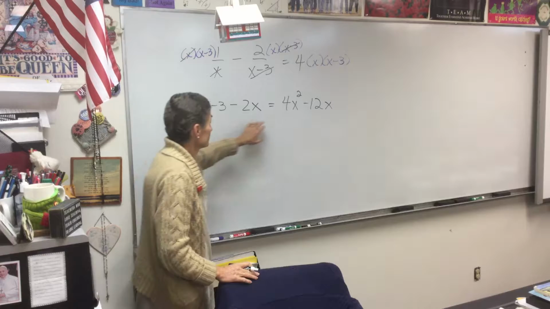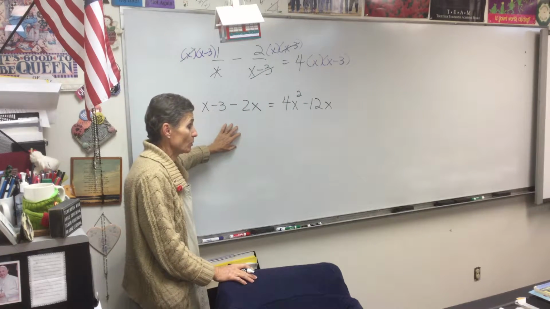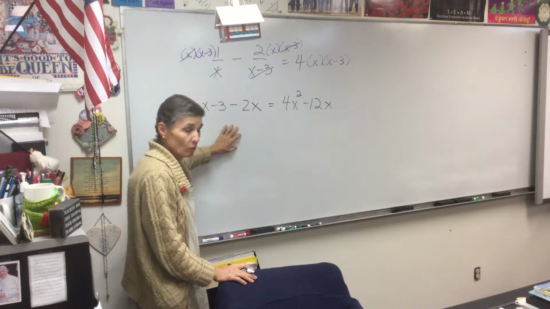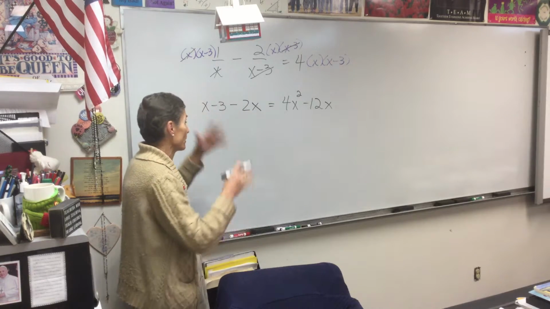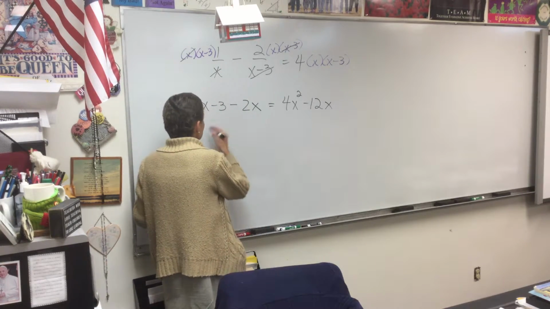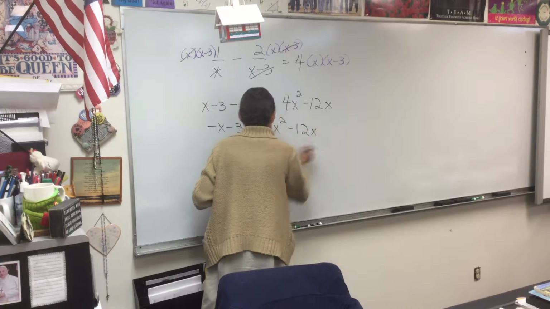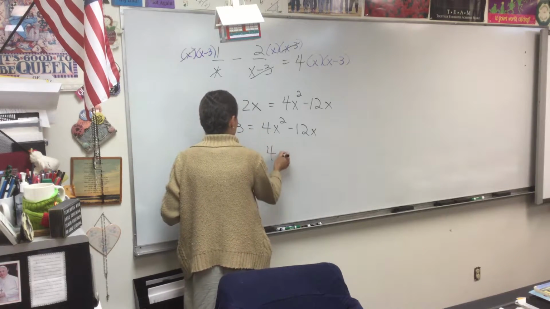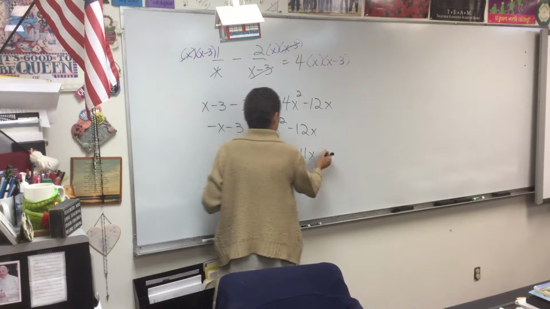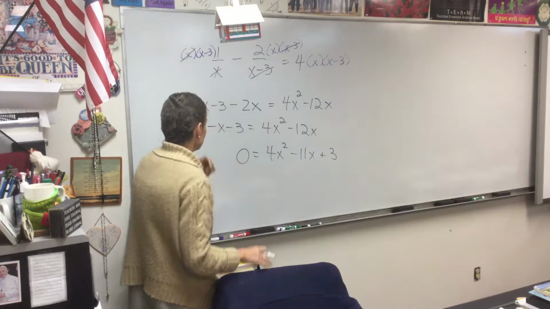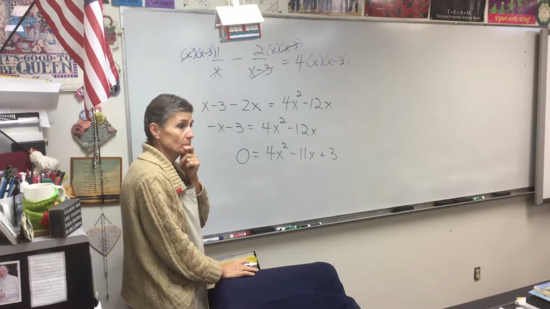What do I have? A quadratic equation. What do I do with quadratic equations? I move it all to one side, I get it set equal to 0, and then I get to pick, right? Does it factor, quadratic formula, whatever. So if I'm going to move everything over, first I'll collect my terms here. And then if I'm going to move it all over, I'll have 4x squared minus 11x plus 3. Does that look okay?